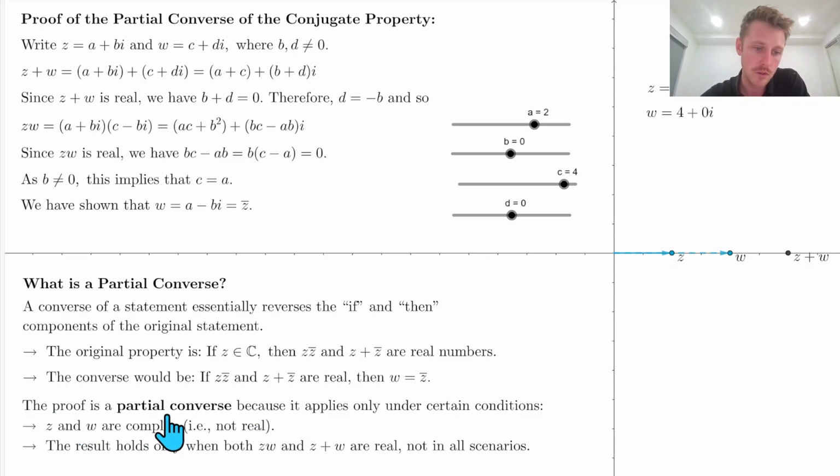Okay, so yeah, the proof is a partial converse. It applies only under certain conditions, that z and w are complex, not entirely real. And the result holds only when both zw and z plus w are real, not in all scenarios. So hopefully that made some sense to you.